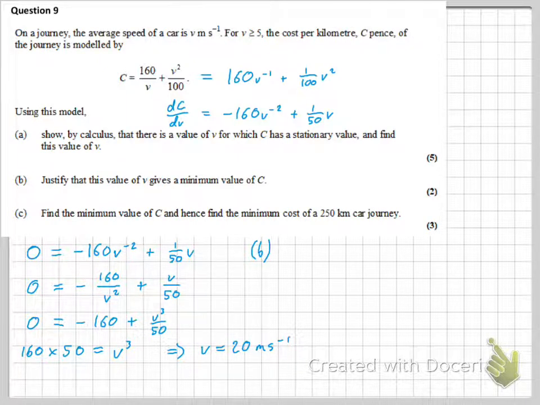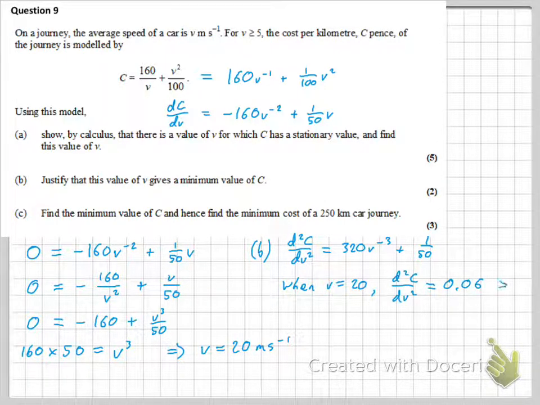Okay, part B. Justifying that this is a minimum. Okay, normal process, second derivative, differentiating our derivative above. We get 320v to the power minus 3 plus 1/50th, and then we substitute our value v into that, and we get 0.06, which is positive, and therefore it's a minimum.